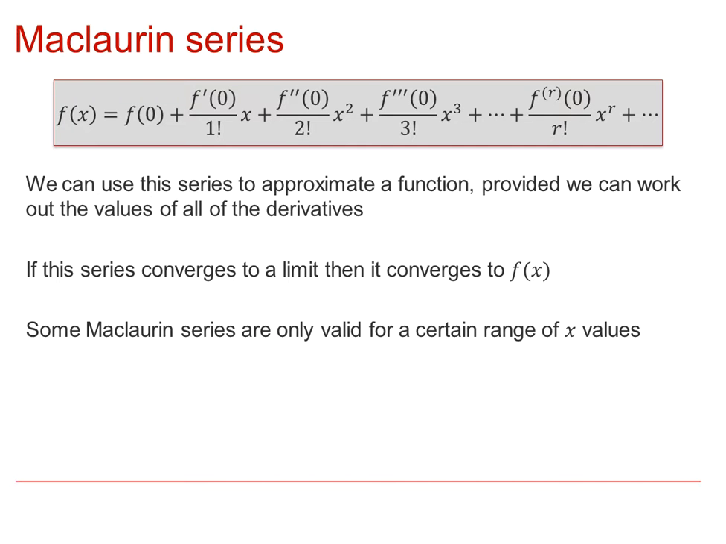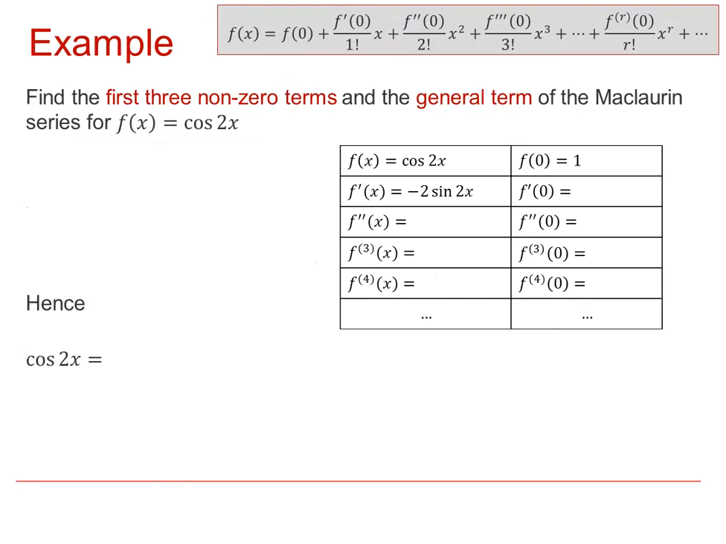We can use this series to approximate a function provided we can work out the values of all the derivatives. If this series, which is an infinite series, converges to a limit, then it converges to f(x). Some Maclaurin series are only valid for a certain range of x values, and we will look further at validity when we look at the Maclaurin series for standard functions in the next video.